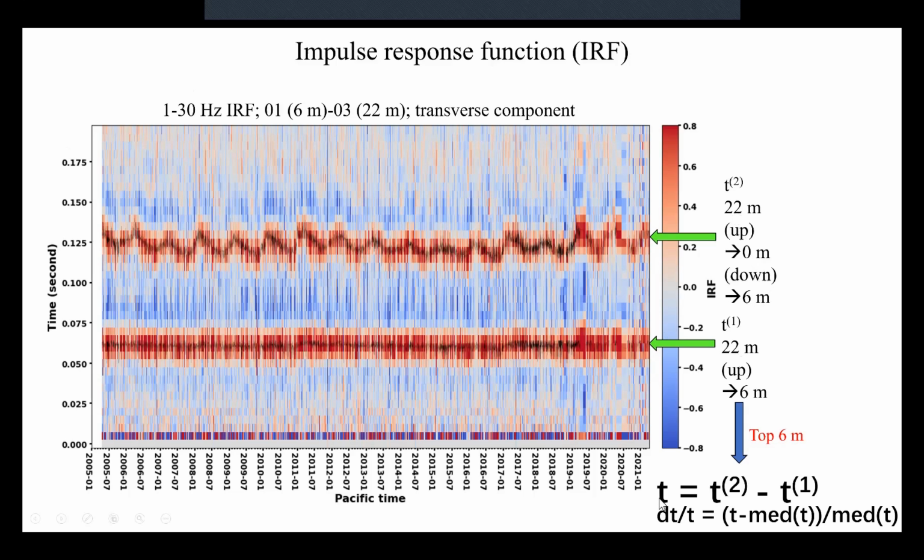Therefore, the difference between T1 and T2 indicates S-wave two-way travel time in the top 6-meter, and we track its variation for temporal change in the top 6-meter. The relative travel time change, dt over t, is estimated relative to the median value from all the measurements.